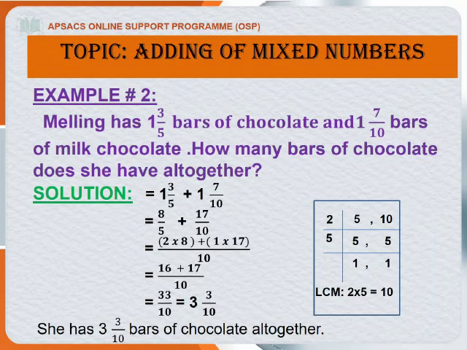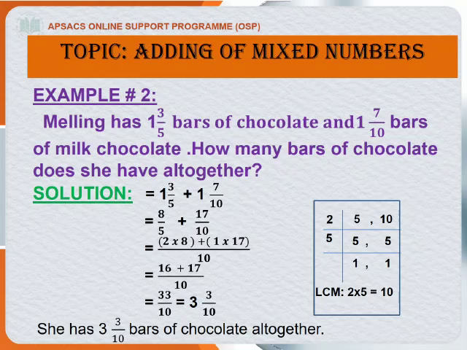Example 2. Miss Mealing has 1 whole number 3 out of 5 bars of chocolate and 1 whole number 7 out of 10 bars of milk chocolate. How many bars of chocolate does she have altogether? When the word altogether is used, that means we will add both fractions. 1 whole number 3 out of 5 plus 1 whole number 7 out of 10.